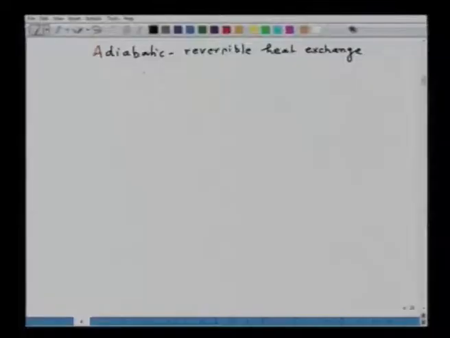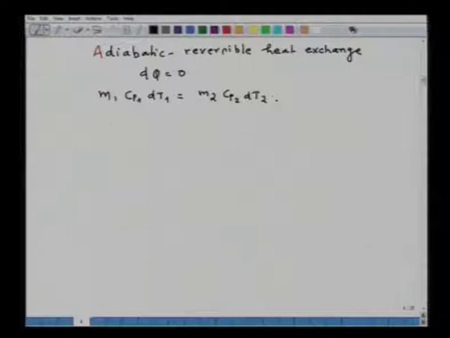So, for this adiabatic case we have dQ equal to 0. From the heat balance we get m1 Cp1 dT1 equal to m2 Cp2 dT2. Now, if dT1 is equal to dT2, as we are seeing, there is a very infinitesimal temperature difference between the two flowing streams for adiabatic reversible heat exchange.